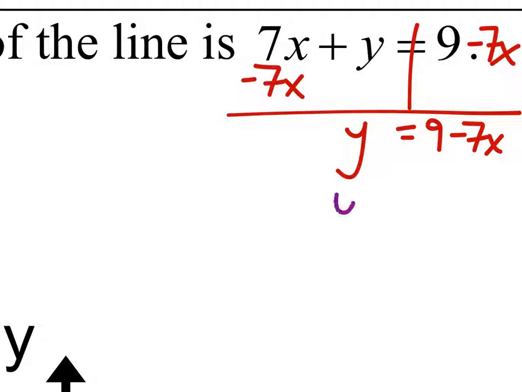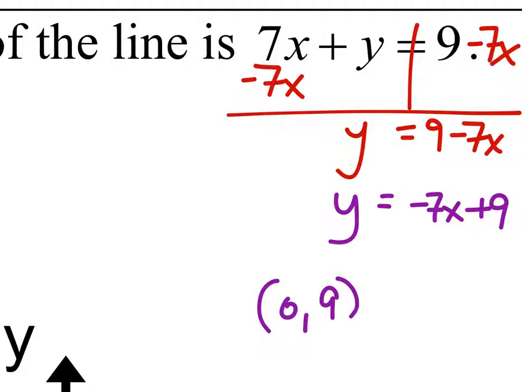So what I'm going to do is switch those two terms to make that a negative 7x and then a positive 9. And that gives us the y-intercept at 0, 9, and also the slope at negative 7, but I'm going to make it negative 7/1.